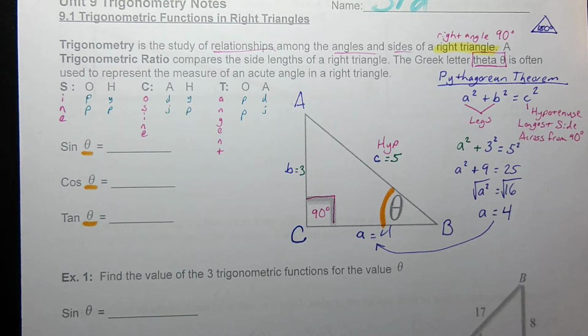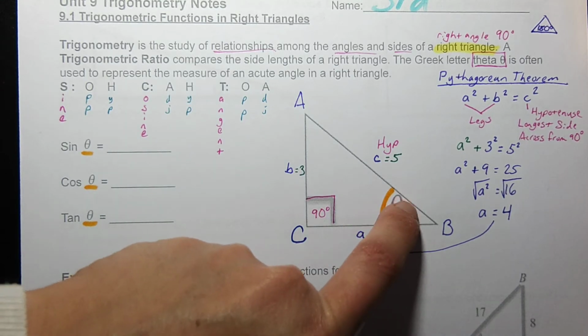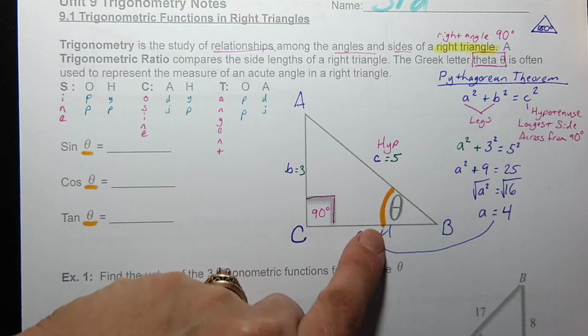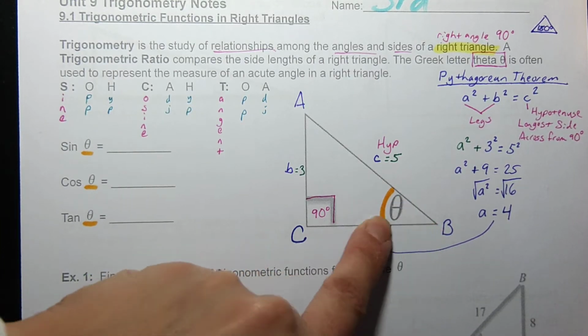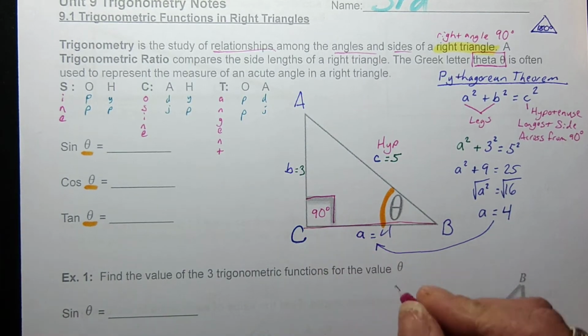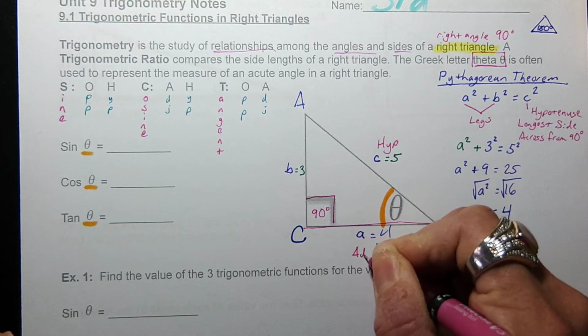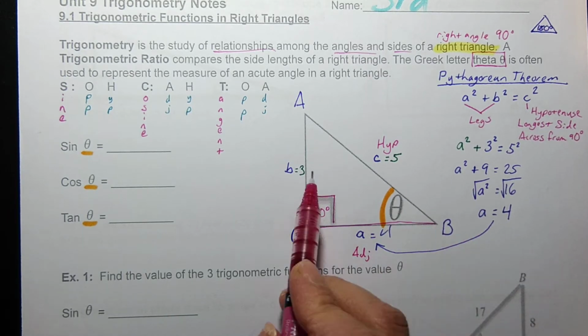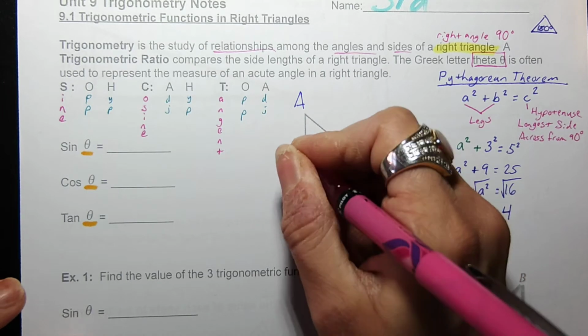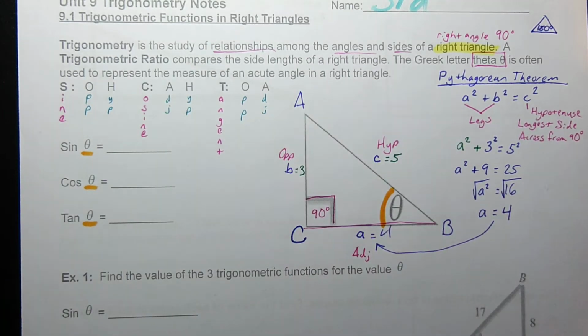Now, what about side A relative to that angle? Is it opposite from theta or adjacent? It's adjacent. It's right next to the angle, or making the angle. So side A would be the adjacent side. So then what about B that's across from it? That's going to be your opposite side. So opposite, adjacent, and hypotenuse.